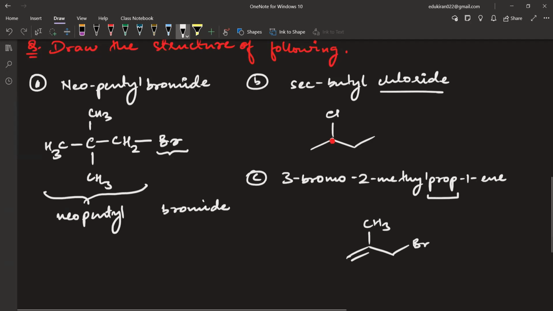Okay. By the way, both of you are comfortable with the bond line structure that I am drawing? Yes or no, tell me. Rifat, what about you? Yes. Okay, thank you.